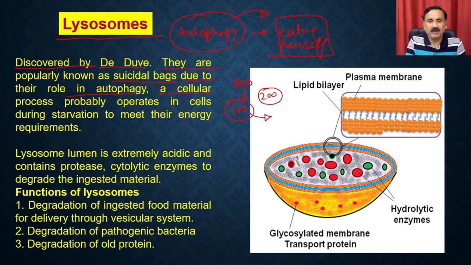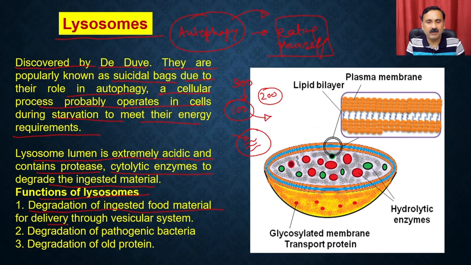Autophagy is a cellular process that operates in cells during starvation to meet their energy requirements. The lysosomal lumen is extremely acidic and contains proteases and cytolytic enzymes to degrade the ingested material. So if you give a lysosome any molecule, whether it is a protein, DNA, bacteria or viruses, it will degrade it and generate proteins or peptides. That's why the lysosome has a very well defined function.